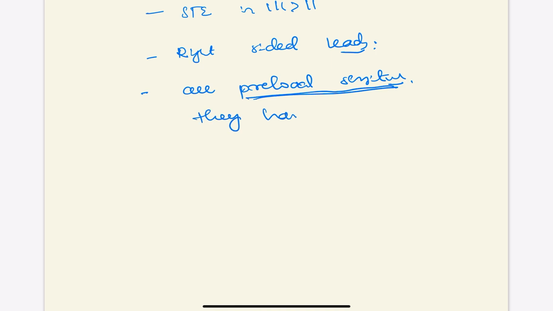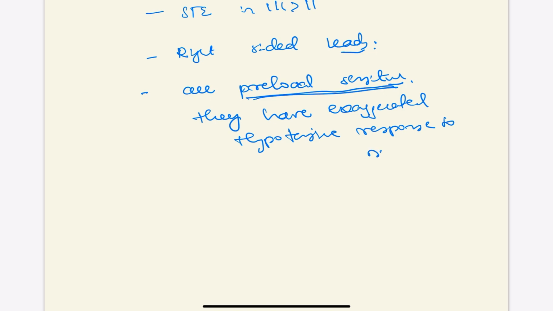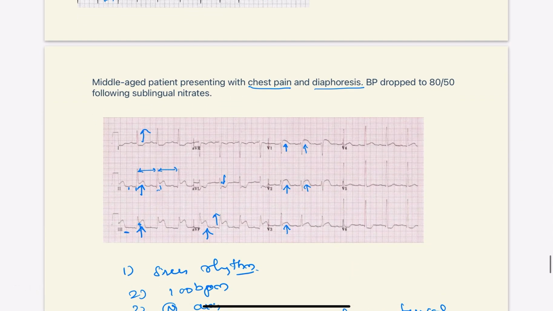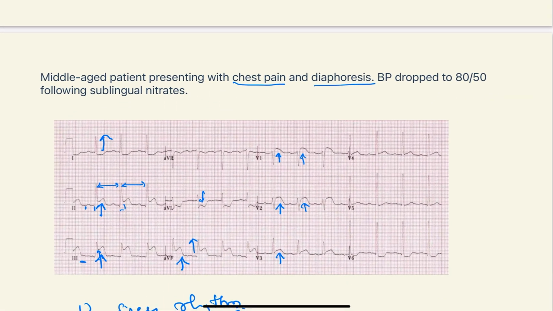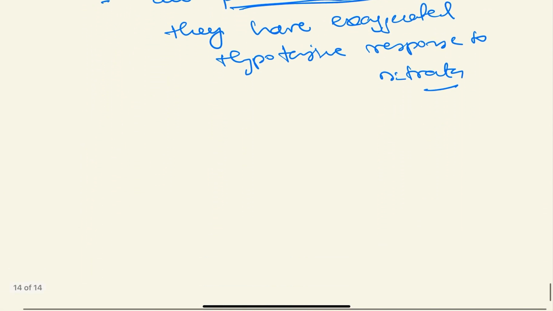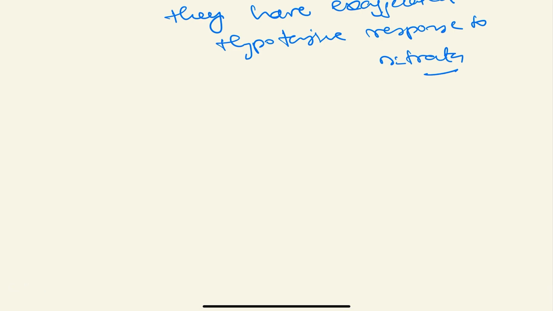So they have an exaggerated hypotensive response to nitrates, as described in the case itself. Because when he was given sublingual nitrates, his BP dropped to 80/50. This drop of BP is exaggerated in patients with right ventricular infarction. So this is about this condition.